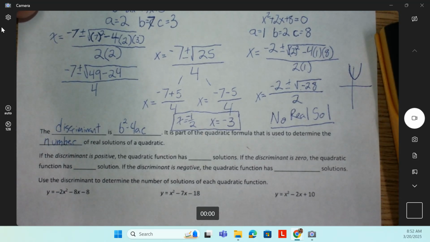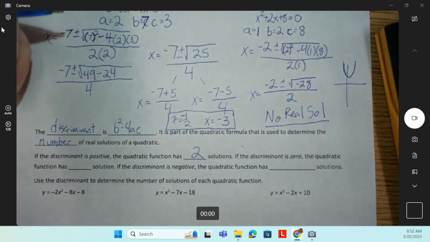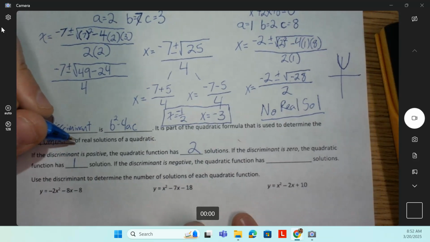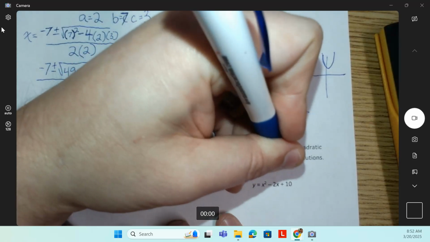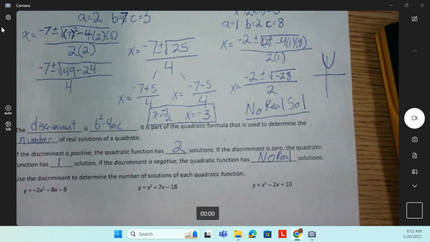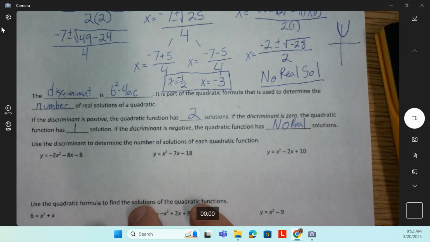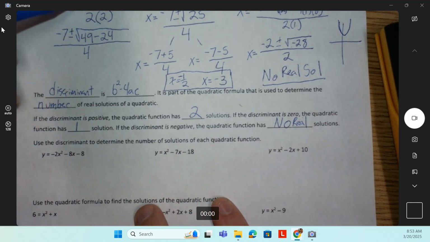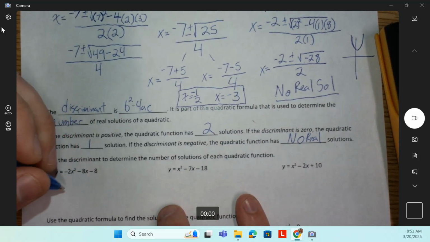So if the discriminant is positive, then it's going to have two solutions. If it's 0, it has one solution. And if it's negative, it has no real solutions. So what that basically means is I can just use that part inside the square root to decide how many solutions I'll end up with.